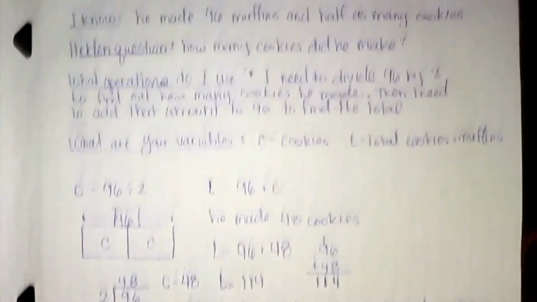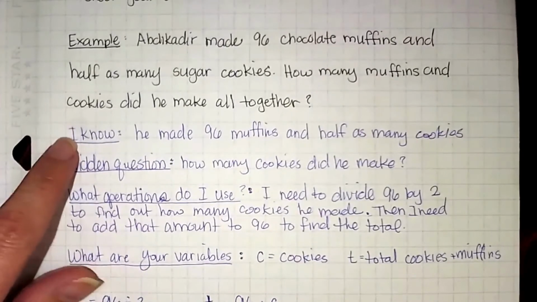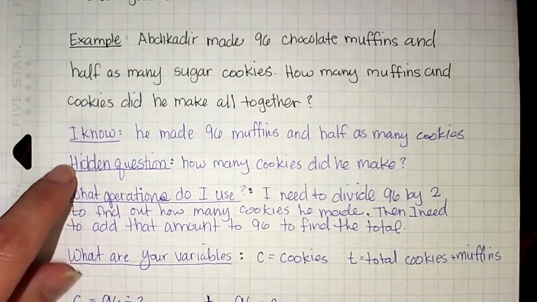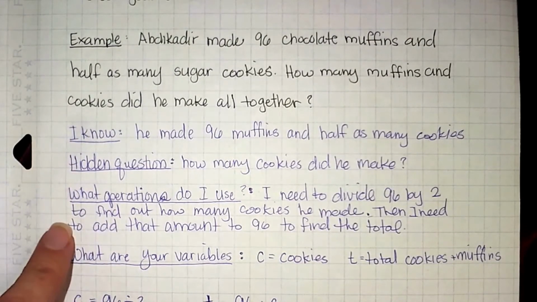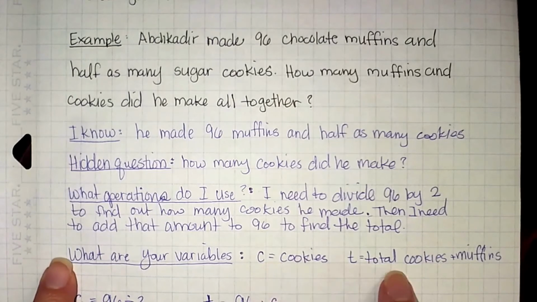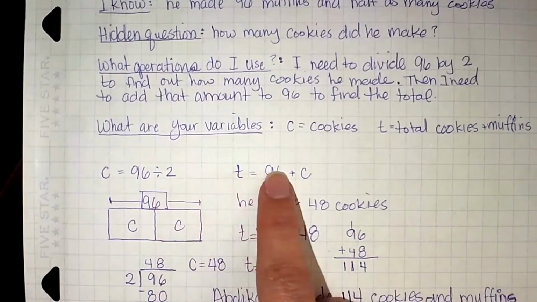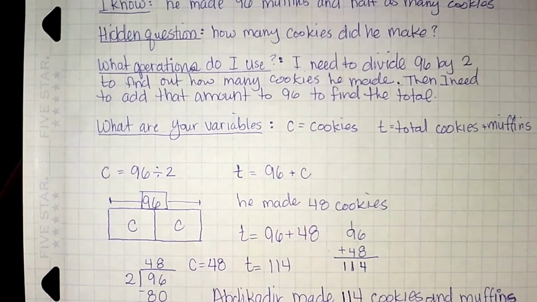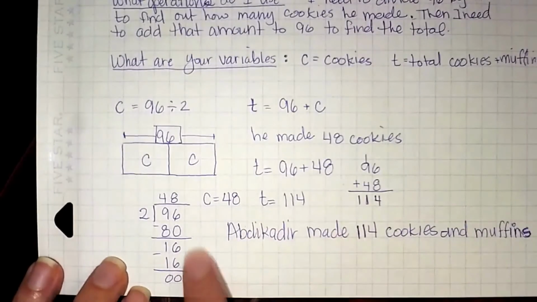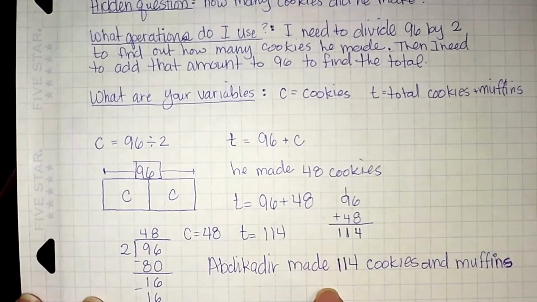Now you can see all the steps that I did. I looked at my question. I wrote down what I know. I found my hidden questions. I listed the operations that I need to use. And I made sure that I identified what my variables are. Then I used equations and a bar diagram to help me solve. I did my long division to check my work carefully, and then I was able to answer my original question.